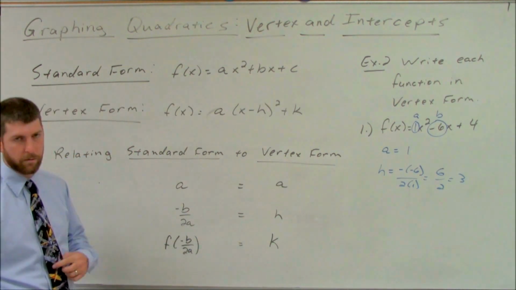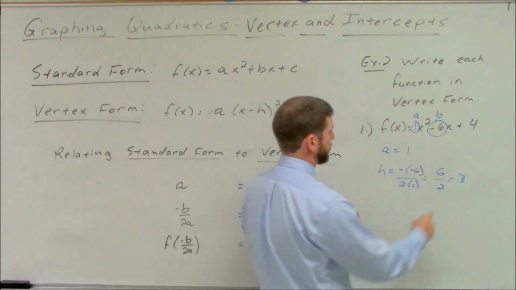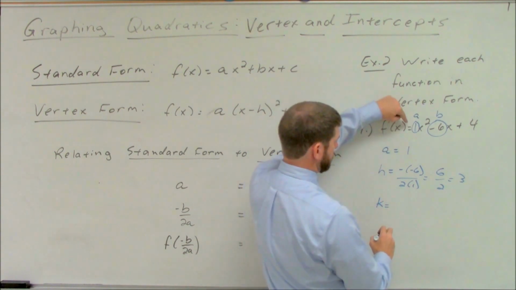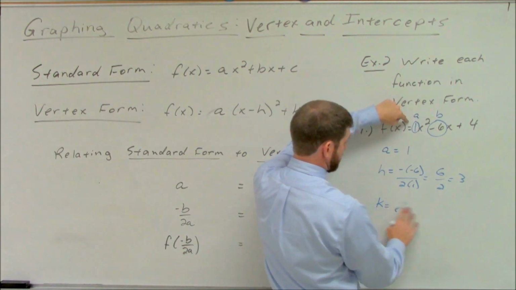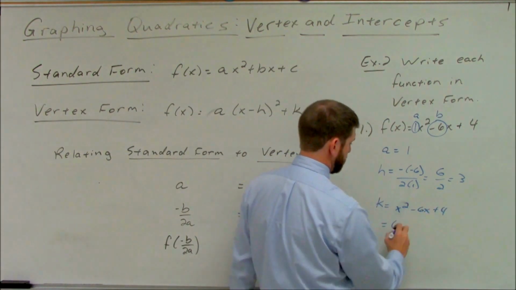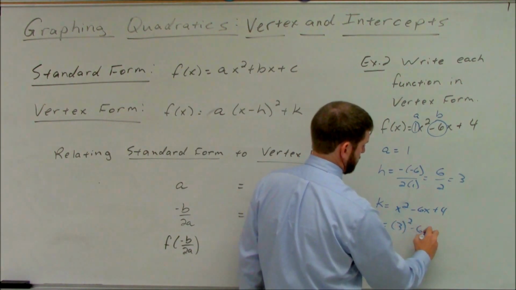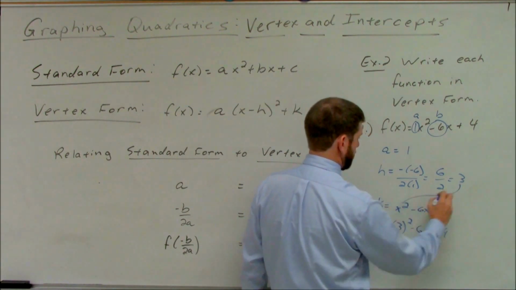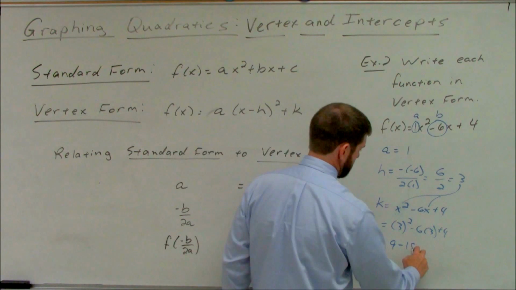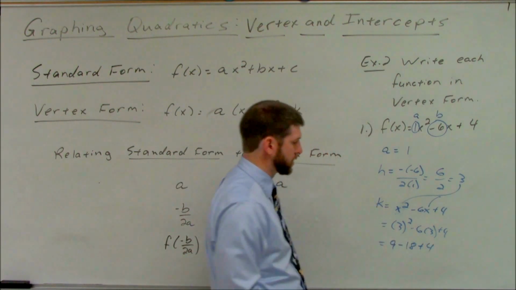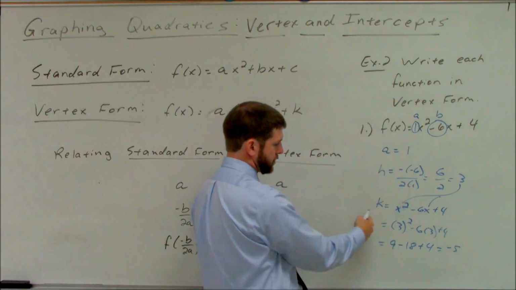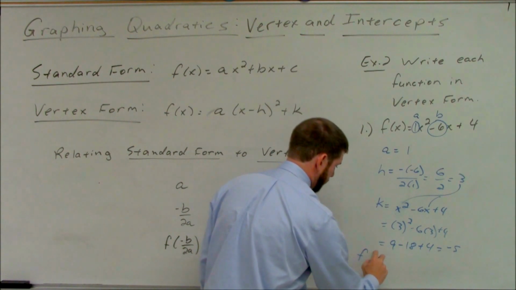So we're putting it together, and then we finish off by getting k. K is what we get when we plug h back in. So we're going to take k and say that's equal to our equation, x squared minus 6x plus 4, where we've plugged the 3 in. So just plug the 3 into both slots and that'll give us our k. So we get 9 minus 18 plus 4. 9 and 4 is 13, minus 18 is negative 5. So we have a, we have h, we have k.